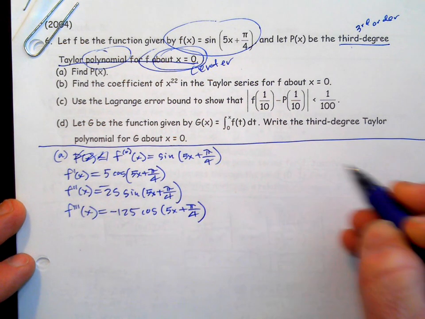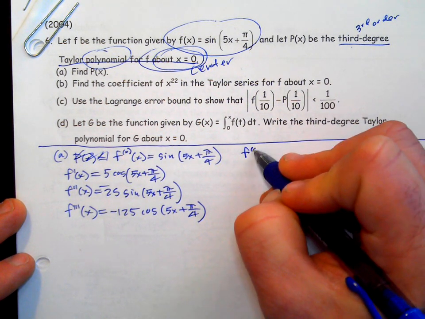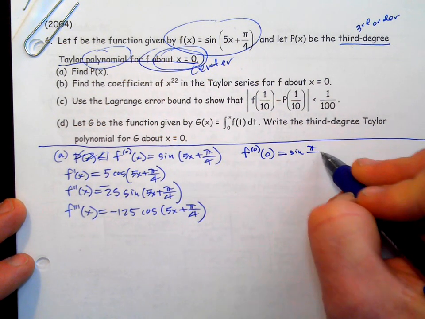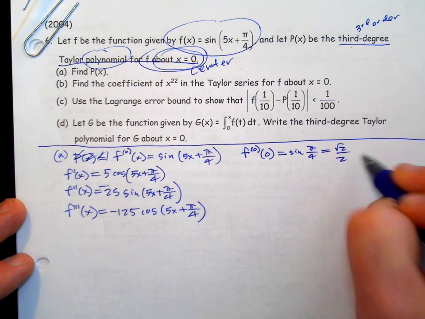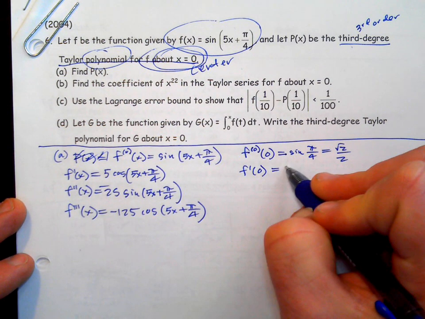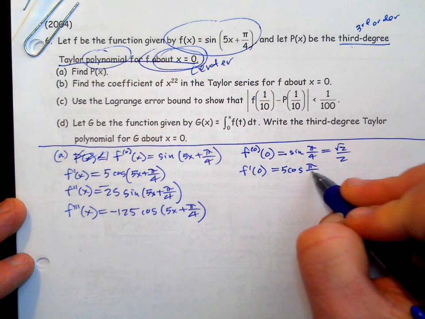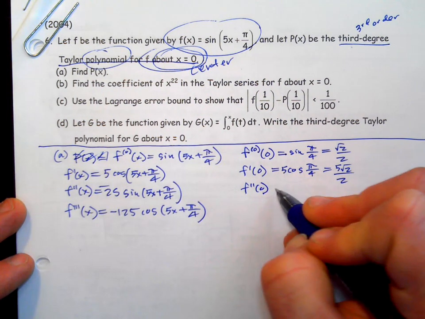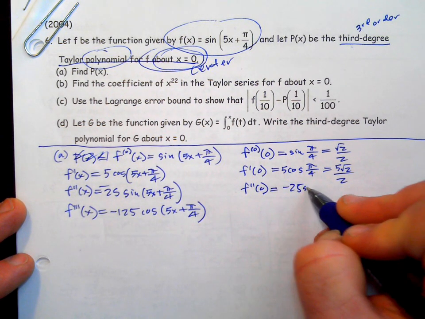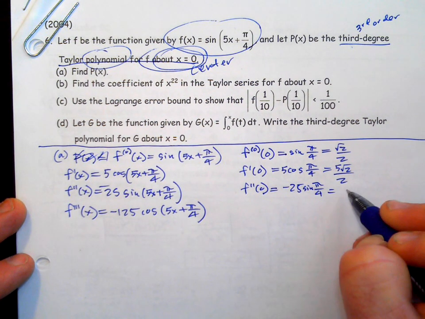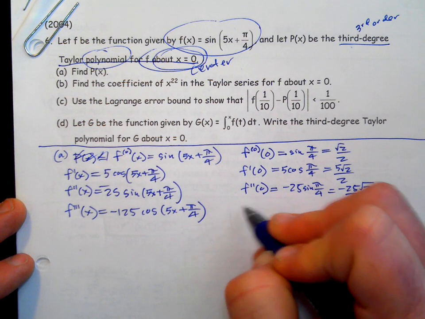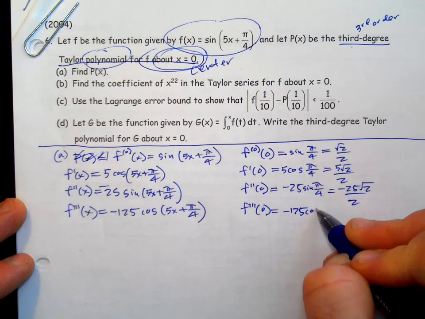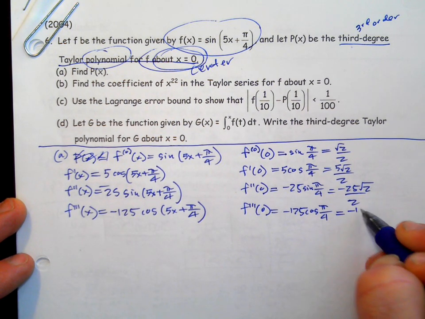And then we're going to plug in the center into these. So f of 0 of the original is going to be sine of pi over 4, which is root 2 over 2. And f prime of 0 is going to equal 5 times cosine of pi over 4, which is going to be 5 root 2 over 2. And f double prime of 0 is going to be negative 25 sine of pi over 4, which is going to be negative 25 root 2 over 2. And f triple prime of 0 is going to be negative 125 cosine of pi over 4, which is going to be negative 125 root 2 over 2.